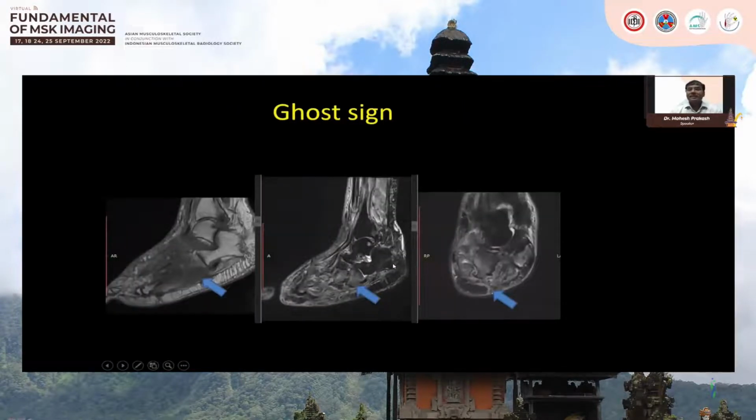The ghost sign is another feature which can differentiate Charcot versus osteomyelitis. This is the T1 weighted image here, and this is the T2 weighted fat saturated image here. So what is the ghost sign? Usually the bones are not very clearly defined on T1 weighted images, but they are more defined on T2 weighted images or post contrast images, and this is one of the features to suggest osteomyelitis.